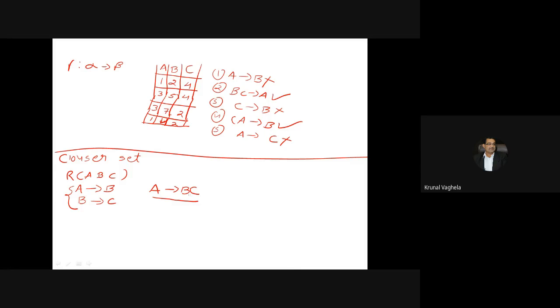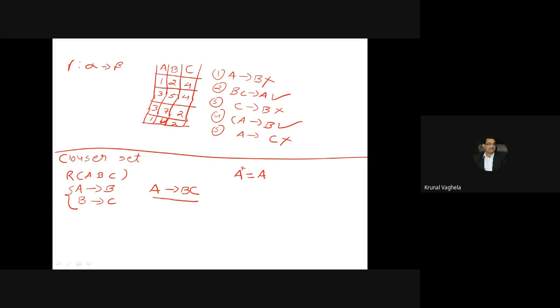So closure set is nothing but how many attributes you can find from the given attribute. For example, closure of A is denoted by A plus. A plus means A closure. If I ask what is the closure of A, the obvious thing is that if you have the value of A, you can find A.